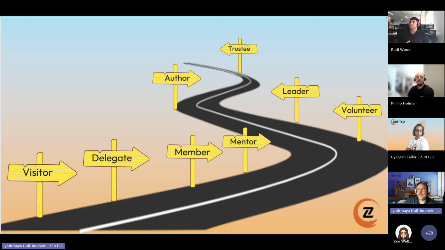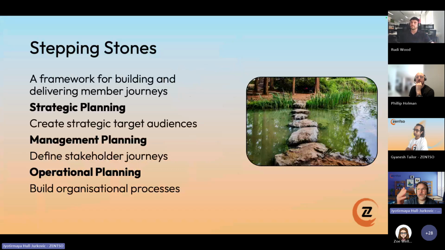So in order to build an engagement pathway, there are a couple of key stepping stones that we can use. And I normally look at these at three different levels. The first is really a strategic planning level. And at this level, we want to identify who are the strategic audiences that we want to engage with our organization. So we need to identify these, and I'll talk about how to create things called personas in order to define those target audiences. The second level at which we can look at these things is what I would call the management planning level, where we are defining what journeys we want these target audiences to undertake. Where do we want them to go, and what do we want them to achieve at each level?